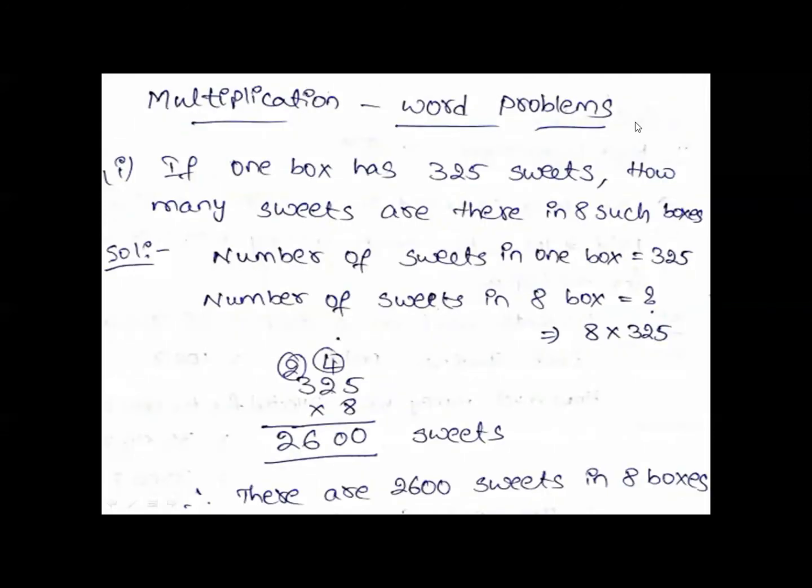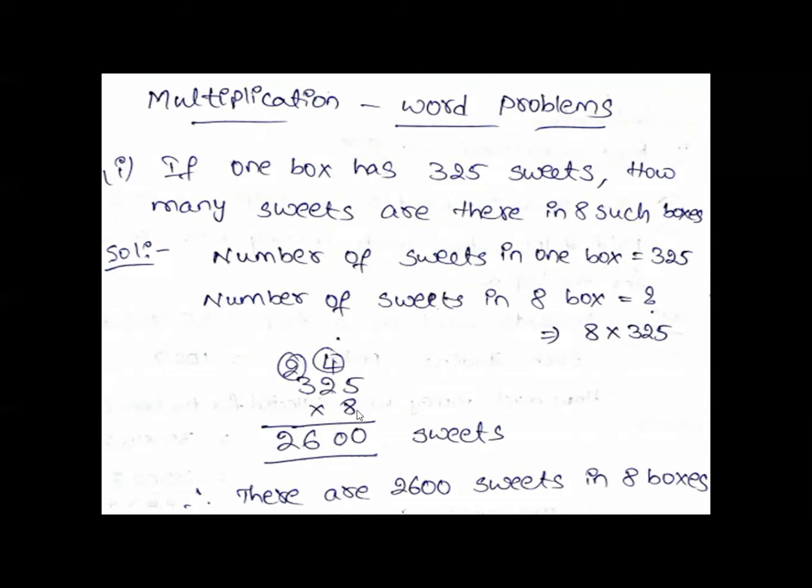Multiplication word problems. Let us learn about word problems in detail. If one box has 325 sweets, how many sweets are there in 8 such boxes? In one box, 325 sweets are there. In 8 boxes, how much? 8 into 325. We are multiplying with 8 because in only one box we have 325. In each such box, 1, 1, 1. Like that in 8 boxes, 8 into 325.